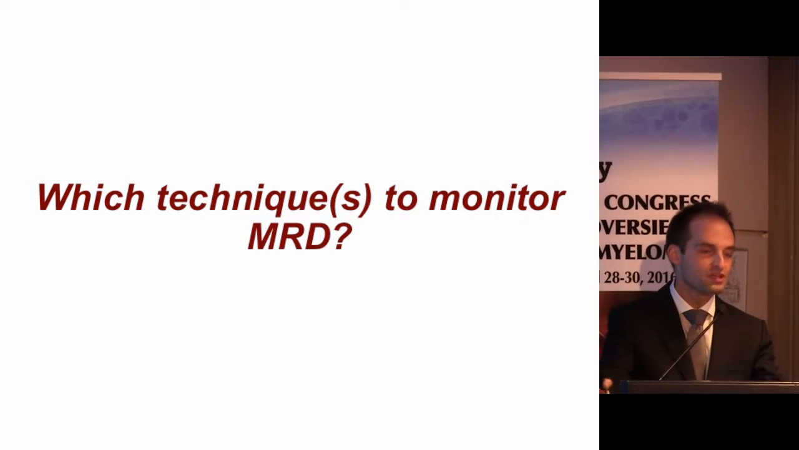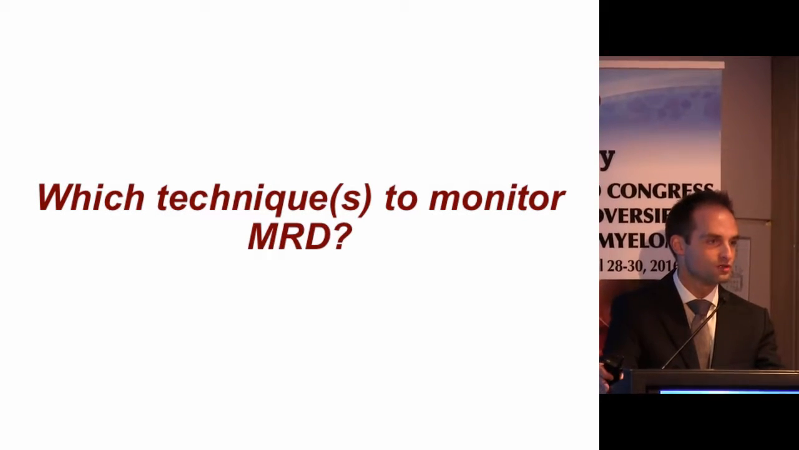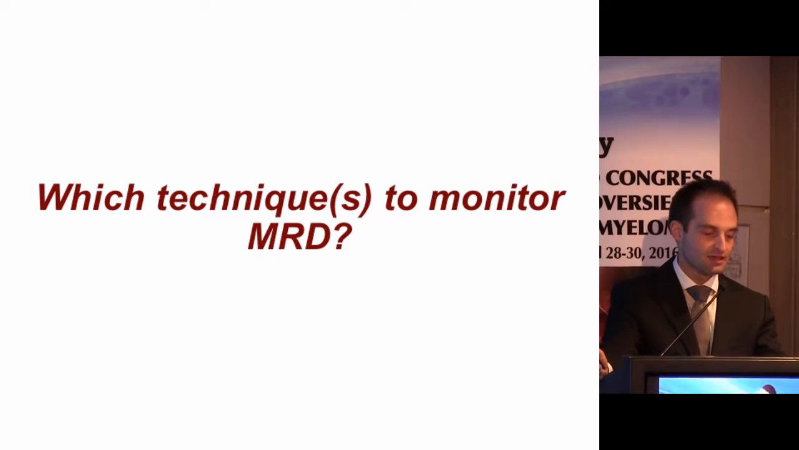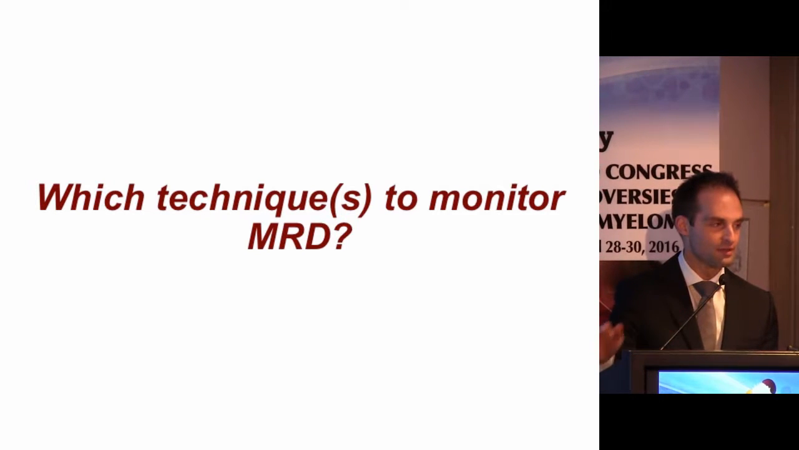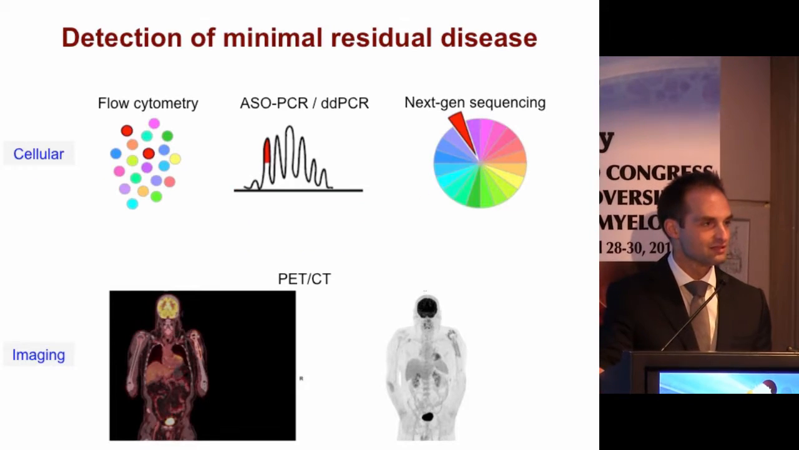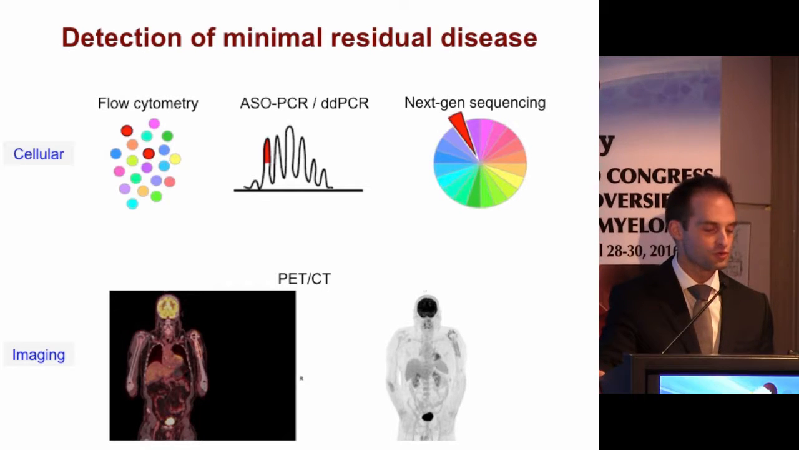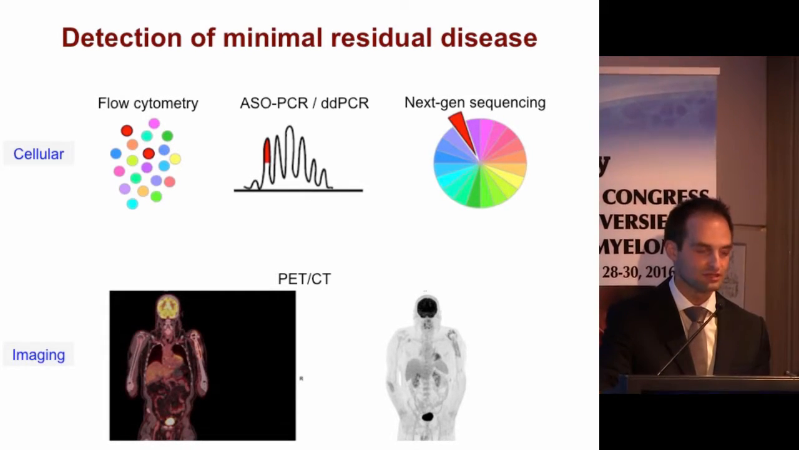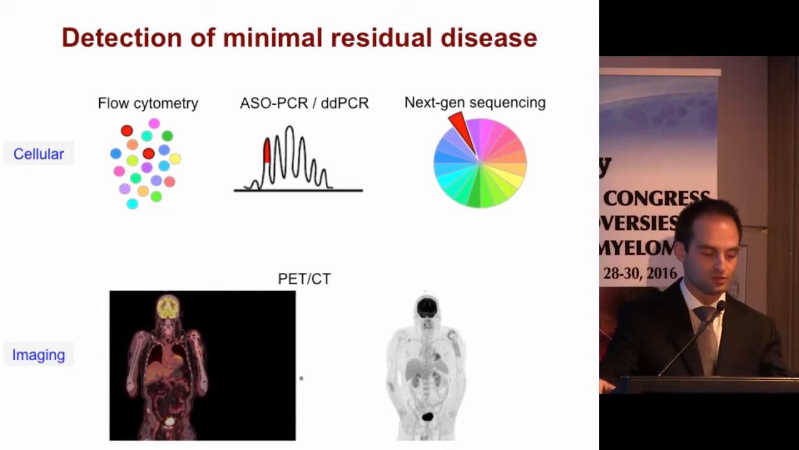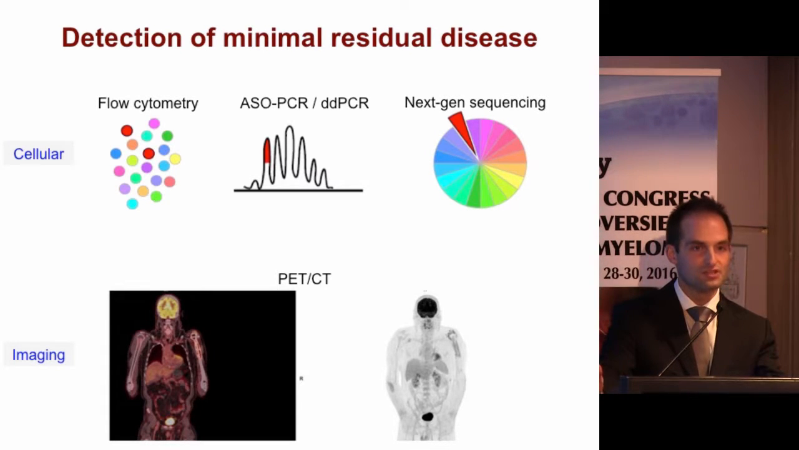Then, which technique or which techniques to monitor MRD? And I would say that, fortunately, in myeloma, we have plenty of techniques to monitor MRD. Cellular clonality in the bone marrow, either by flow, ASO, or digital PCR, next-gen sequencing, and also, as Dr. Terpus has alluded before, imaging techniques such as, for example, PET-CT.